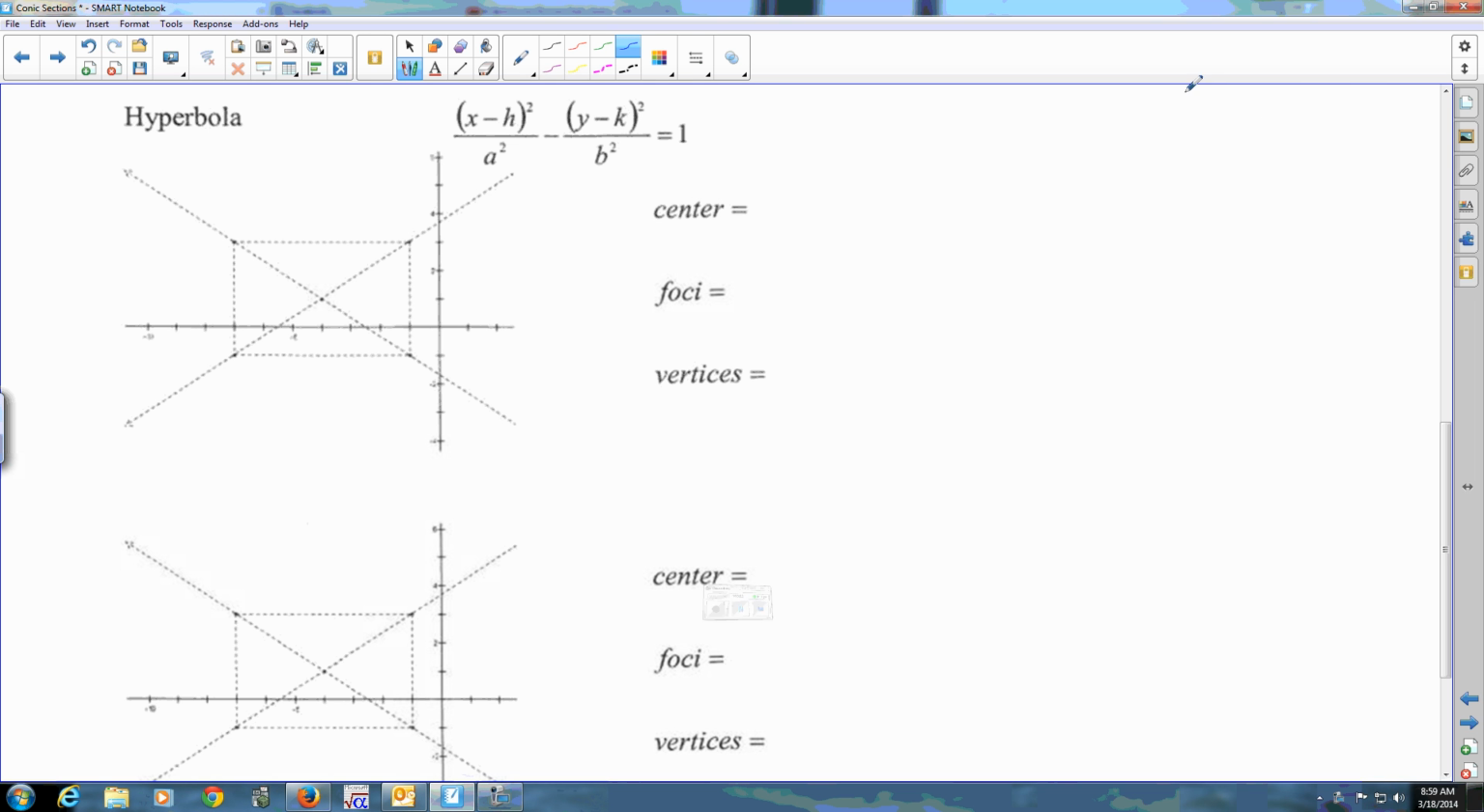Hello everyone, this is for section 10.3 for pre-calc. It's on hyperbolas. So there you go, hyperbolas. The equation is very similar to that for an ellipse.